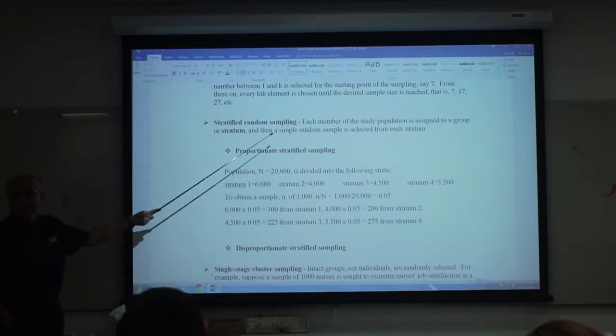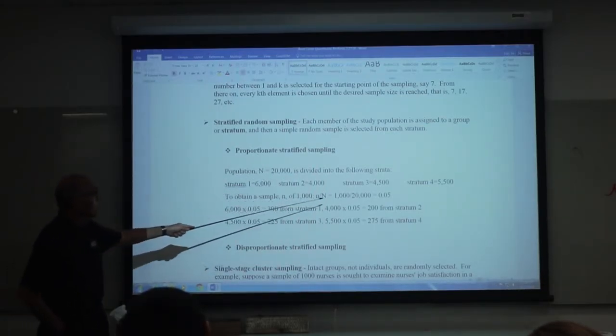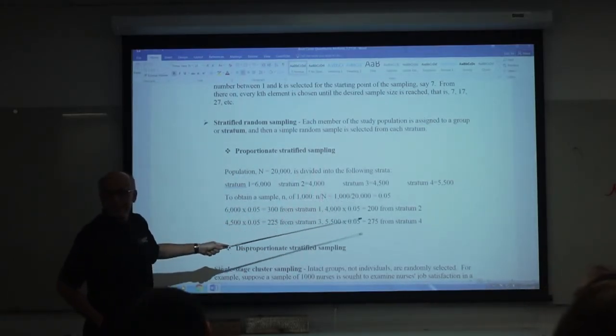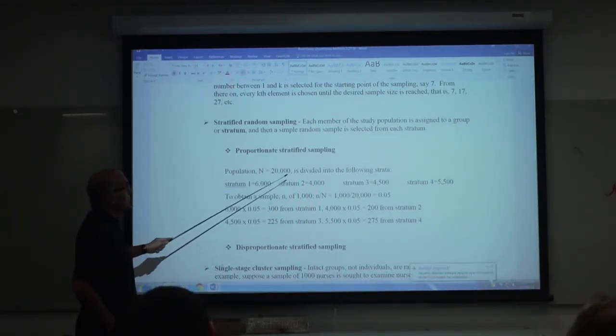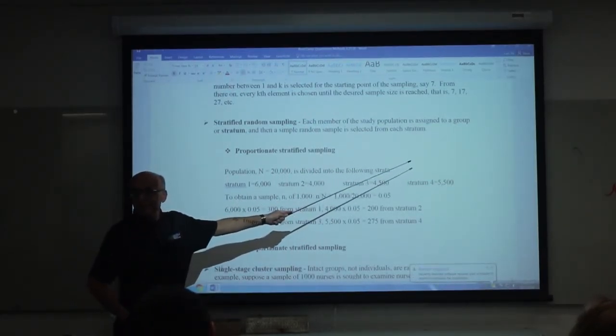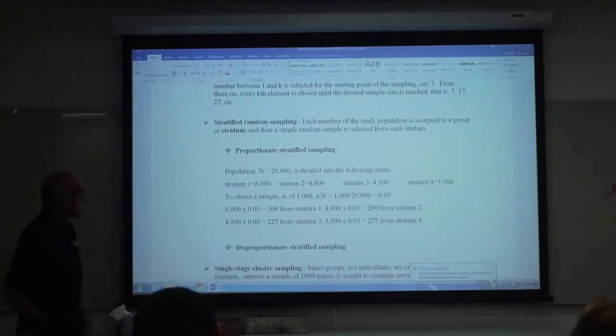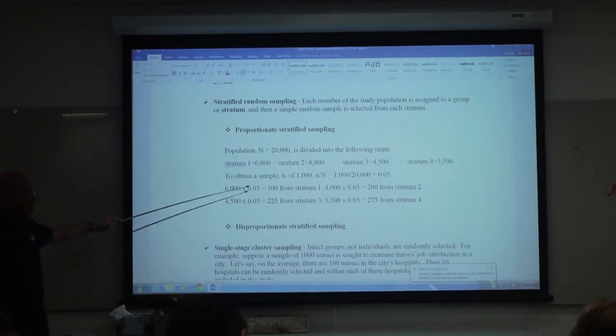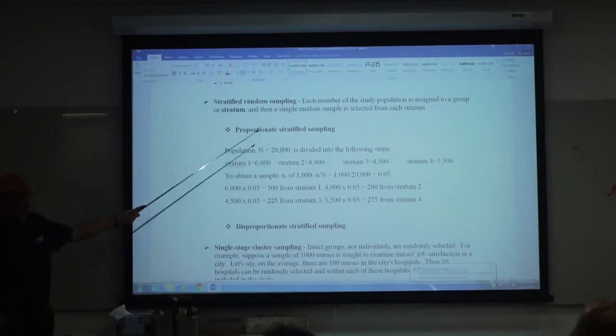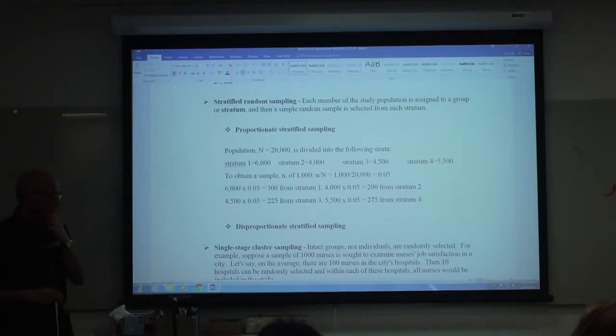Disproportionate is the opposite. You pretty much say, I want 1,000, so 250, 250, 250, 250. If you know the number for each stratum, what is recommended is proportionate stratified sampling.